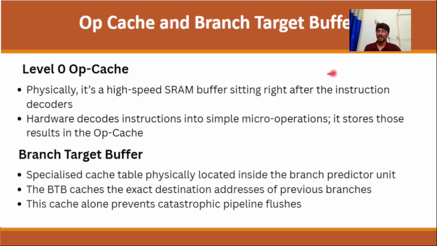Op cache and branch target buffer. Finally, to keep the execution engines fed, the system uses a level 0 op cache. This high-speed SRAM buffer stores pre-decoded micro-operations, completely bypassing the heavy instruction decoders. Alongside this, the branch target buffer caches the exact destination addresses of previous branches, preventing catastrophic pipeline flushes.